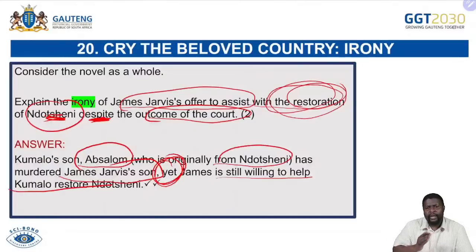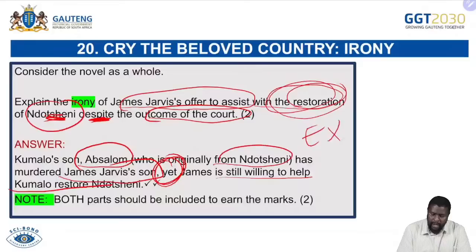He goes on to help the people of Ndotsheni. There are many examples when you read the novel of how James Jarvis helped the people of Ndotsheni. So that is what makes it ironic, because from what has happened, from the outcome of the court and what we know about Absalom, we do not expect the father of Arthur Jarvis to be compassionate or to help the people of Ndotsheni. Right. Both parts must be included.